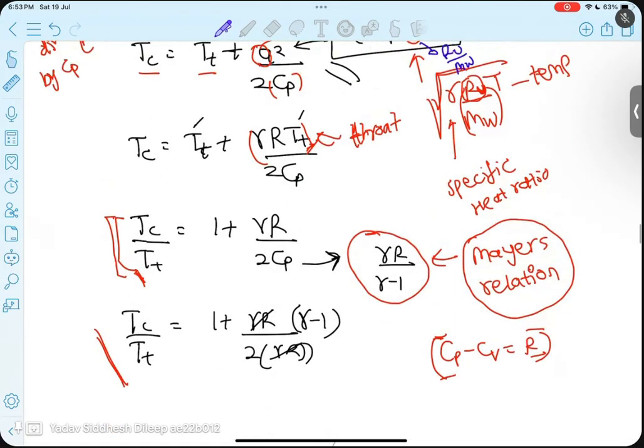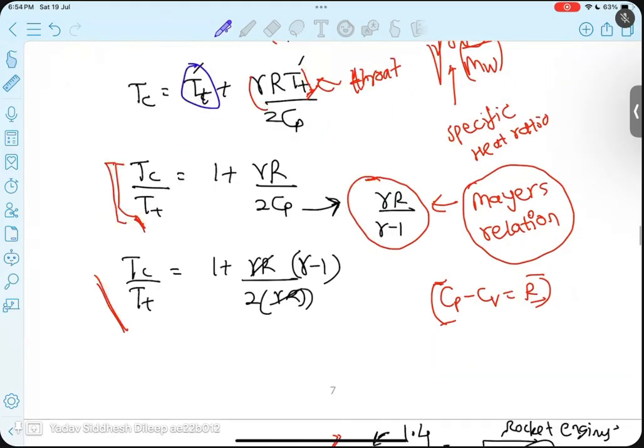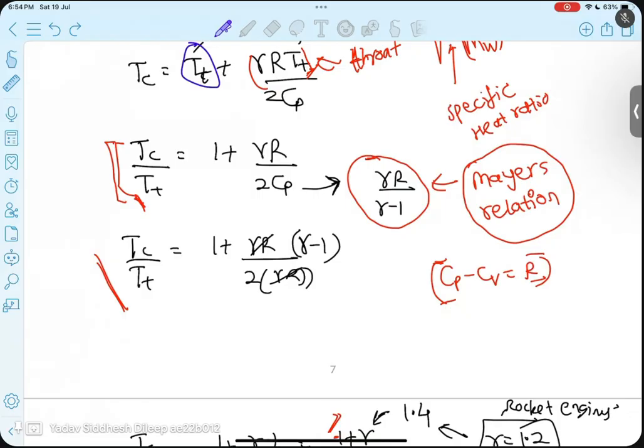Then you divide the whole equation by Tt. I will tell you why. Here you get a ratio. It is dimensionless. This is a dimensionless number. This has to be dimensionless. To make it a dimensionless quantity, you use Mayer's relation, that is Cp minus Cv equals R.